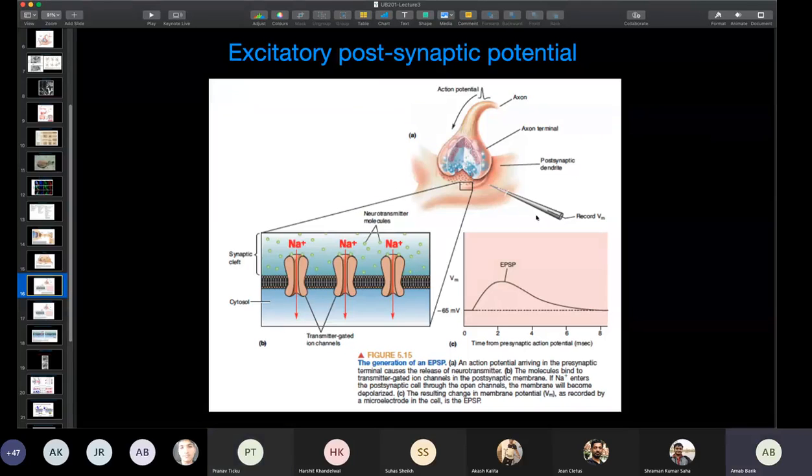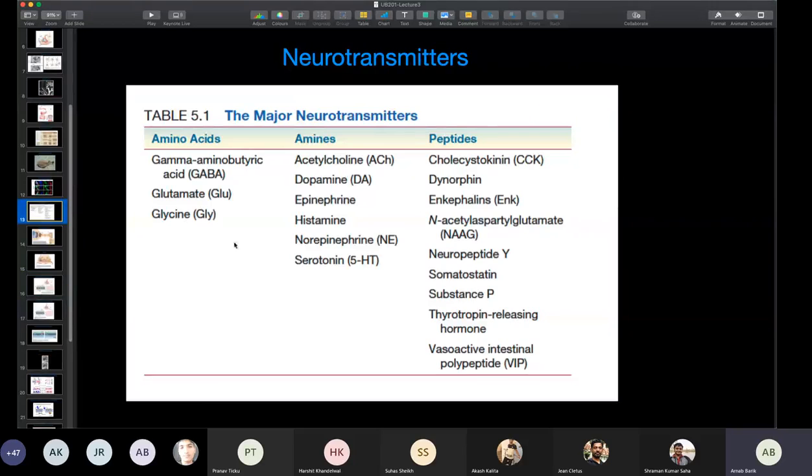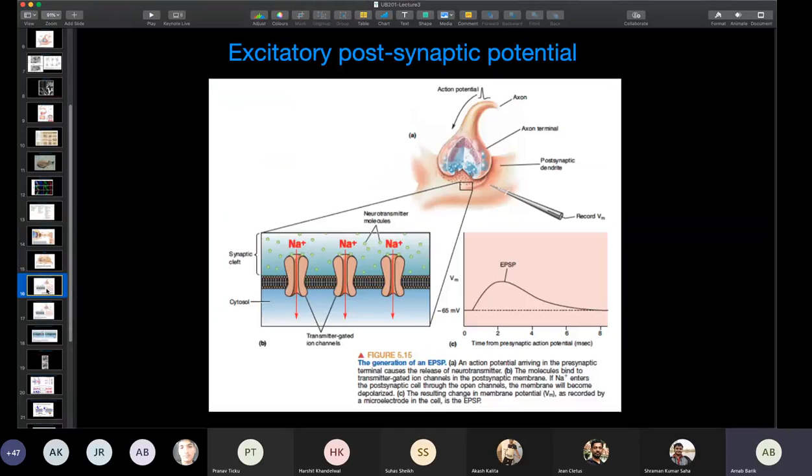So when they're recording from the postsynaptic cells, it depends on the kind of current. As I said, there are different kinds of neurotransmitters, right? Neurotransmitters can be divided by whether they are amino acids, amines, or neuropeptides, which is the kind of proteins they are, or they can be excitatory or inhibitory.